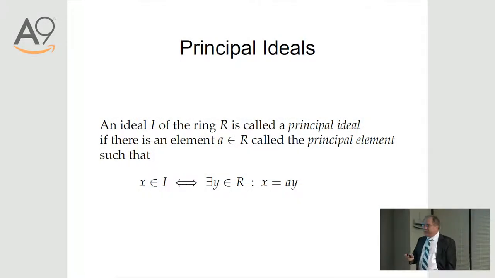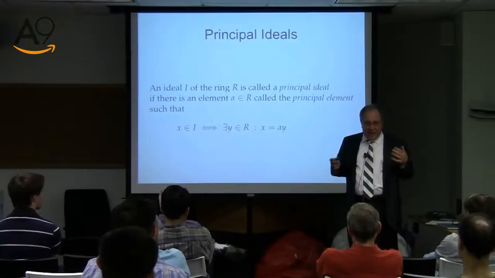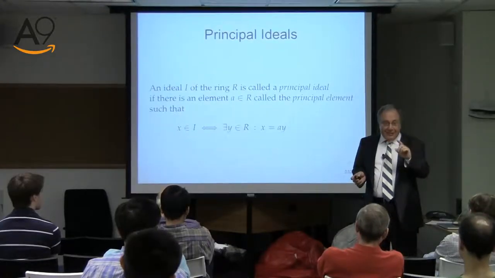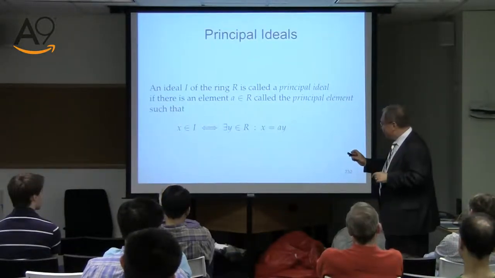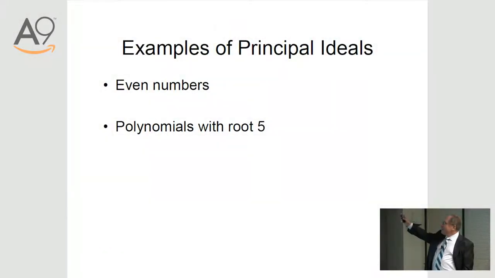So what is a principal ideal? A principal ideal is an ideal which is generated by one element. Like even numbers, is it a principal ideal? Yes. What element generates all members? Two. Numbers divisible by five. So, some people say, well, aren't all ideals principal? No. Not every engineer, as we know, is a principal engineer. Therefore, not every ideal is; the proof is a little bit different. So, the examples of principal ideals.